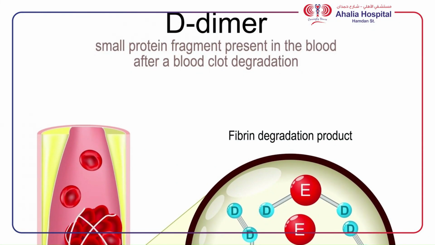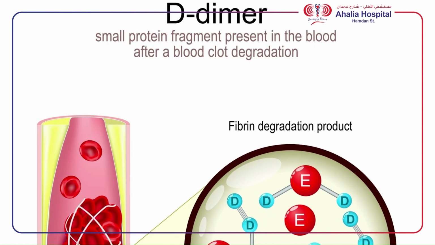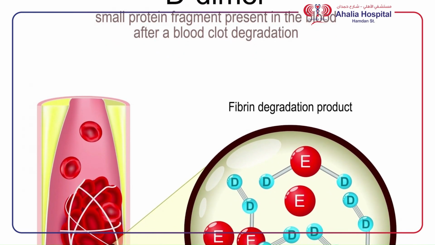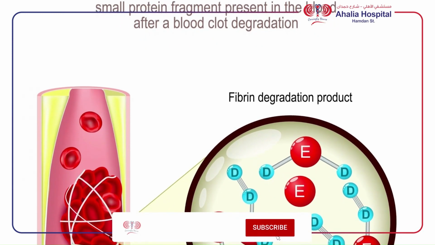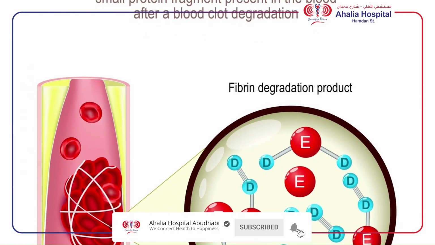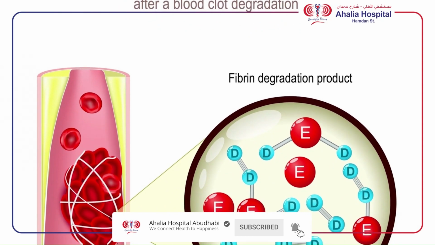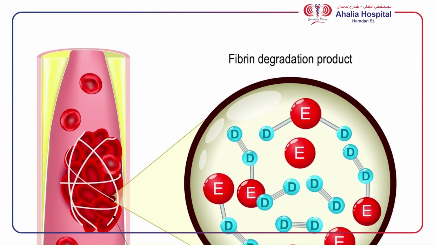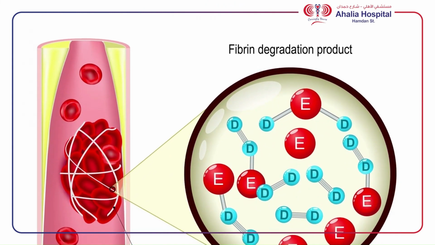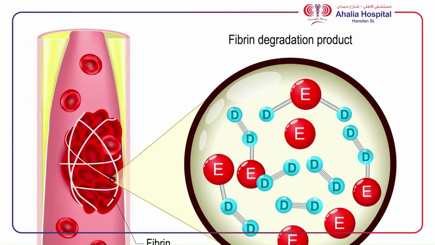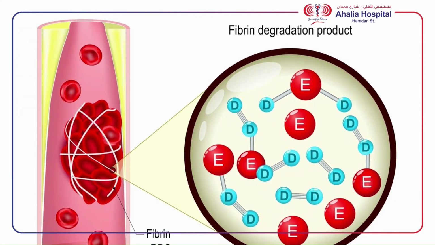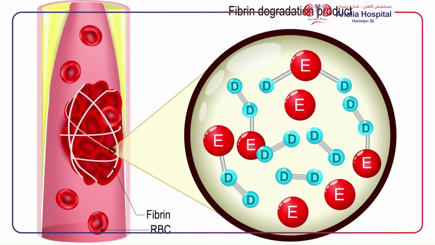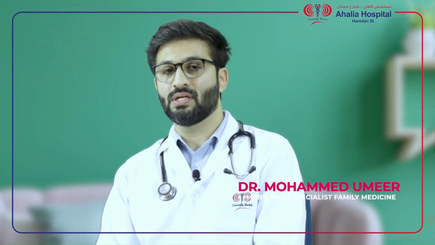So in whom do we do the D-dimer test? Any patient who has an abnormal clotting mechanism in the body like deep vein thrombosis, or those who are on anticoagulation treatment, or those who have DIC or are suspected of pulmonary embolism or stroke. In case a patient has DVT, which is a condition wherein there is abnormal clotting in the body, which can be anywhere in the lower limbs, eyes, arms, brain, or other conditions.